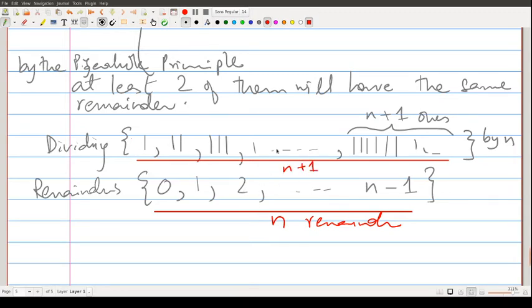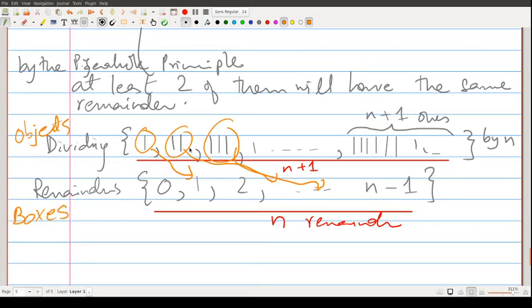So when you divide these by n, the possible remainders that you get are going to be n, right? So let's say 1 has remainder 1, 11 has some other remainder, 101 has some other remainder. Then if I'm going to pick n plus 1 numbers and divide them by the same number, then two of them at least, because if you think of these as objects and these as boxes, then you have to place n plus 1 objects in n boxes. Does that make sense?